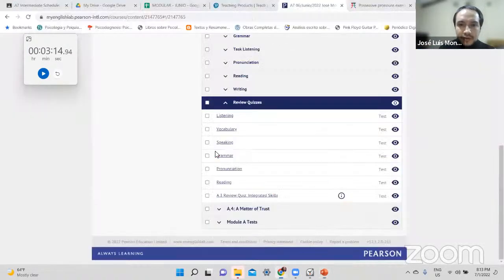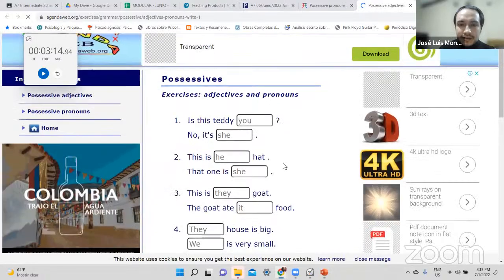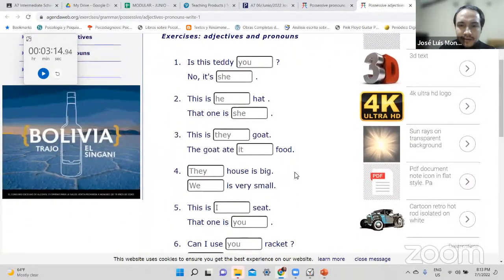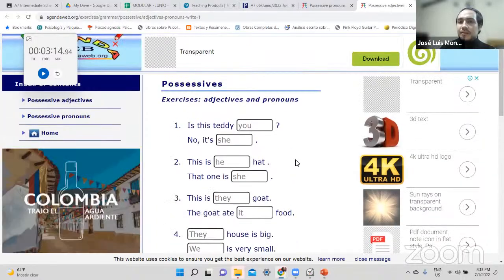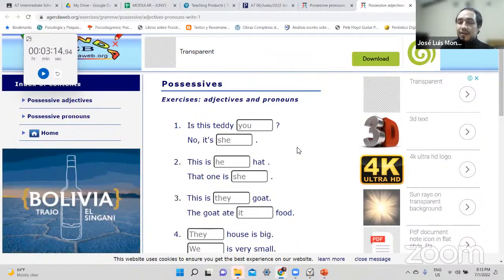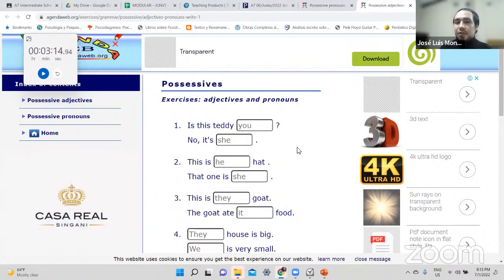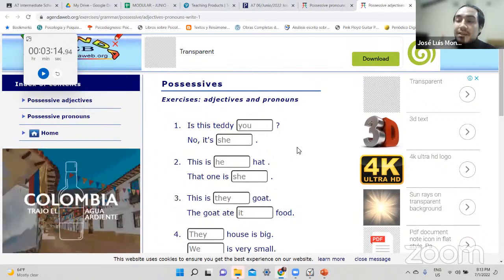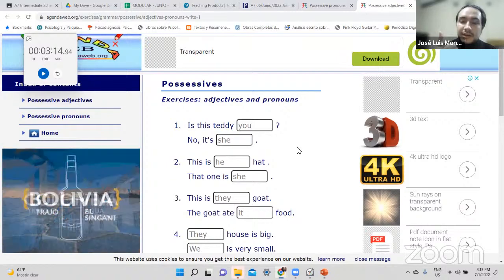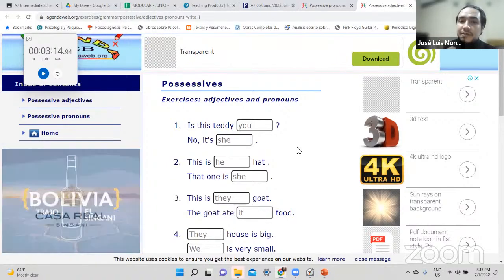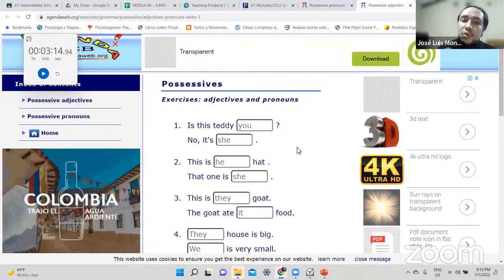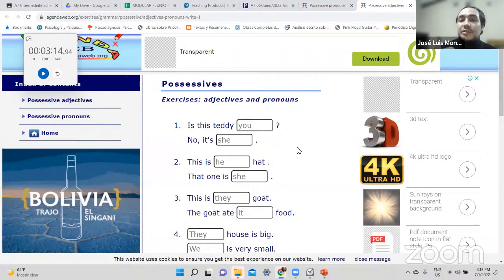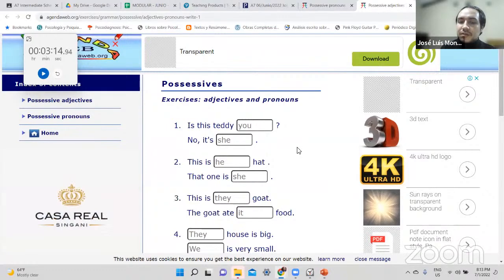All right, there is one exercise. I think this can help even a little bit more. Let's try to do this together very quickly. You need to tell me if you need the possessive adjective or the possessive pronoun. Remember, the possessive adjective is your, and the possessive pronoun is yours, right?